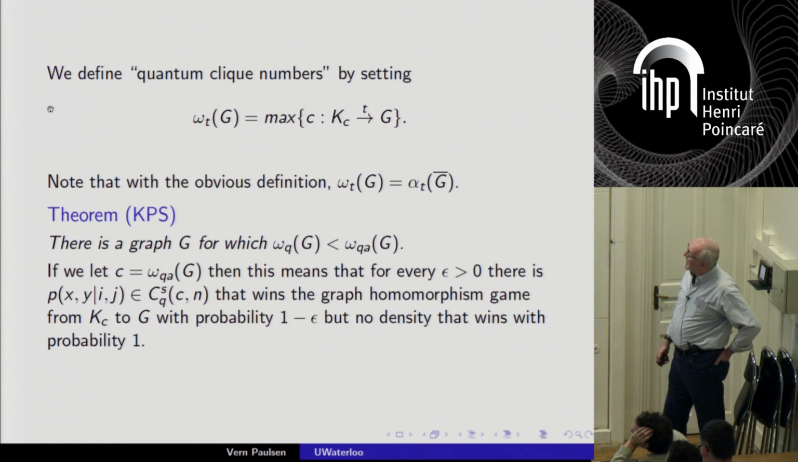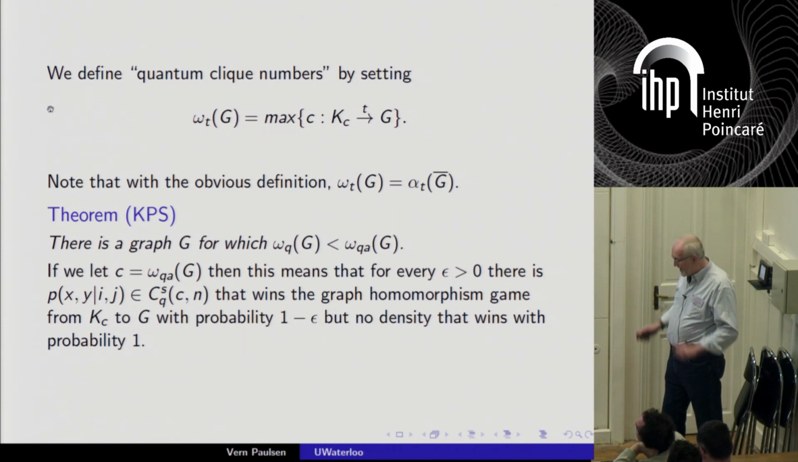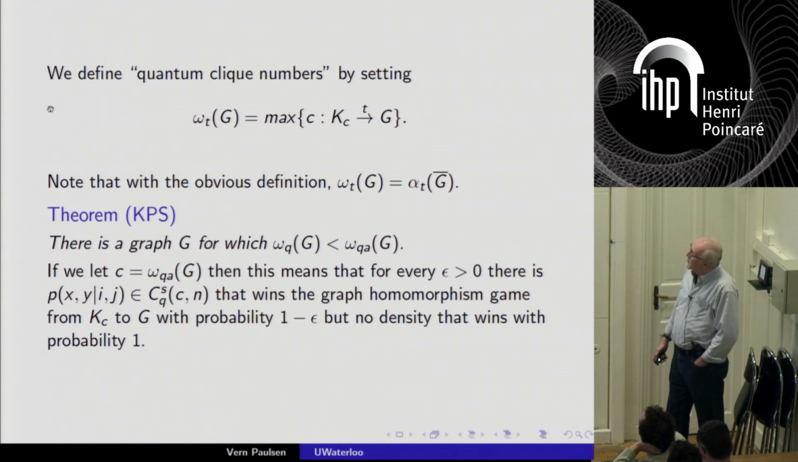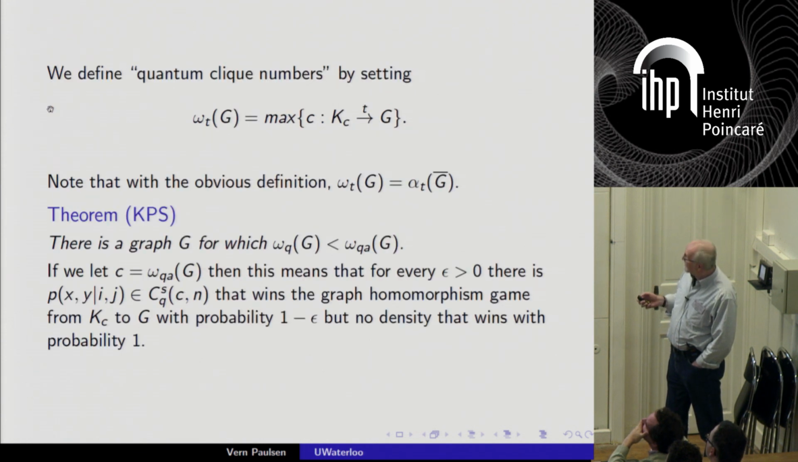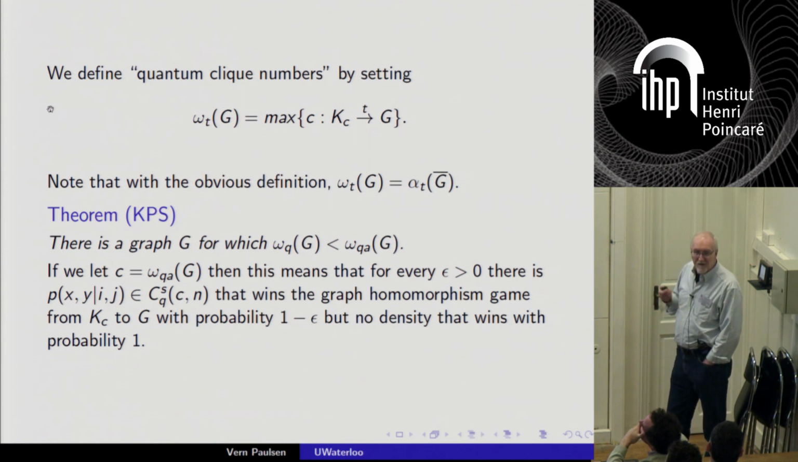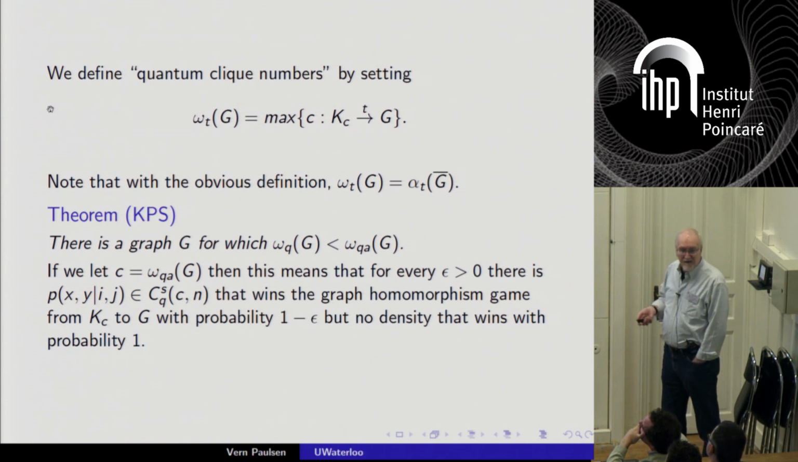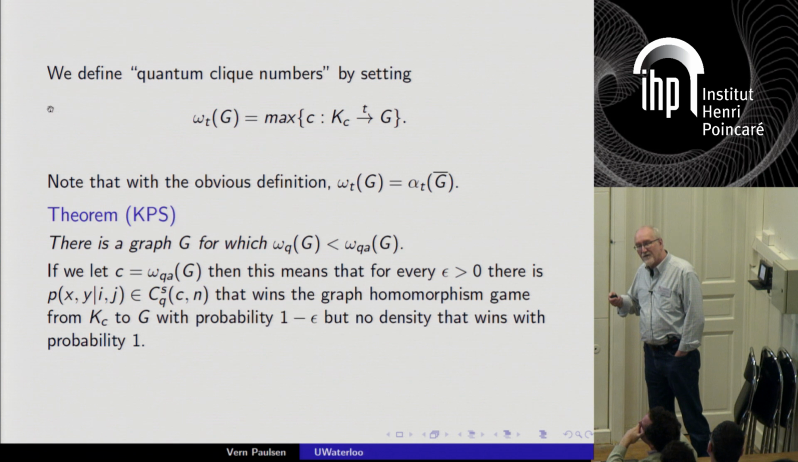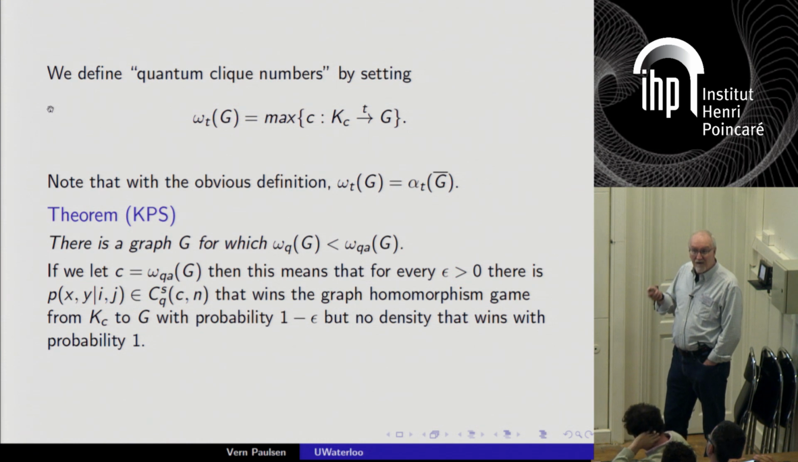What this means exactly is, if you look at the c which is equal to omega QA, then you can win that game with probability 1 using something which is a quantum approximate. And that means that for every epsilon bigger than 0, if you try to win it with a quantum probability density, there is one that wins with probability 1 minus epsilon, but there isn't one that wins with probability 1. That's because the QA synchronous set is the closure of the Q synchronous set. So once you take this one in QA that wins with probability 1, you can approximate it.